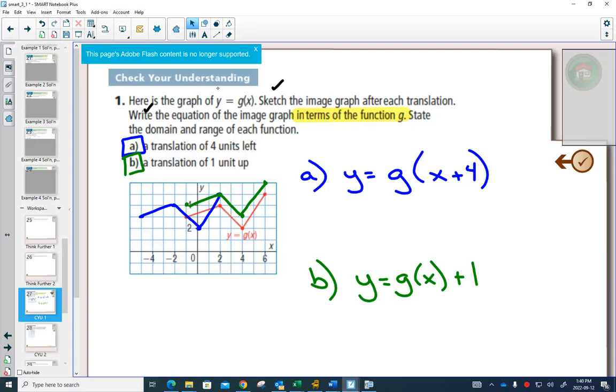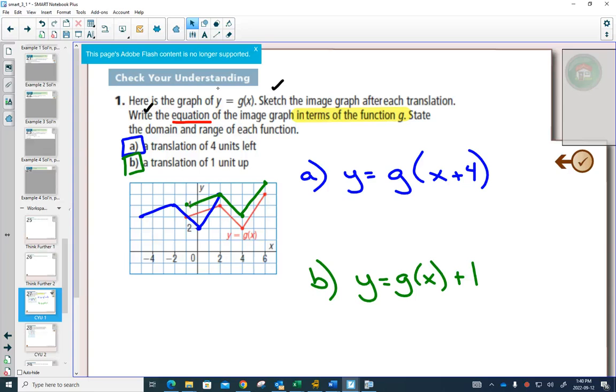The in terms of means that when you write your equation, and by the way, an equation says you need an equal sign and something on both sides, if it says in terms of g, the function g has to appear on the right-hand side. If it was in terms of the function f, your function f would have to show. If it just said in terms of x, then there would be no functions. There would just be an equation with x's. Could have numbers in there as well. So this in terms of is important to understand what it means.